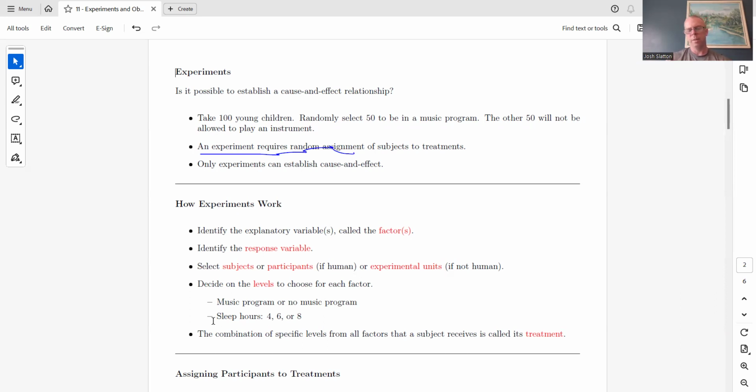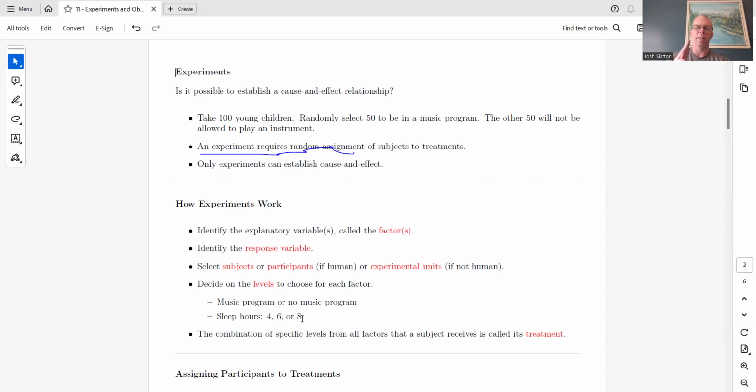And then we could make this more complex. Let's say we assign hours of sleep to every student in this experiment. Every student would either be assigned to play an instrument or not, and every student would be assigned 4 hours of sleep, or 6 hours, or 8 hours. So this is one factor, and it has 2 levels. This is another factor that we could add in, and this factor has 3 levels. So every student is assigned one of these 2, and every student is assigned one of these 3.